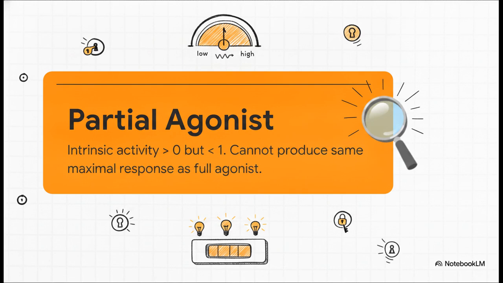Think of it way more like a volume dial or a dimmer switch rather than just a simple on and off switch. Aripiprazole is actually a really brilliant example of this. It acts as a partial agonist on dopamine receptors, which means it can turn down overactive dopamine pathways while gently bumping up the underactive ones.